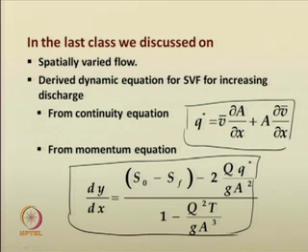I hope you recall all the terms here. Y is the depth of flow, S0 is the bed slope, SF is the friction slope, capital Q is the discharge, Q star is the rate of increase in discharge per unit length, G is the acceleration due to gravity, A is the area of cross section, and T is the top width of the channel. All these things are self explanatory.